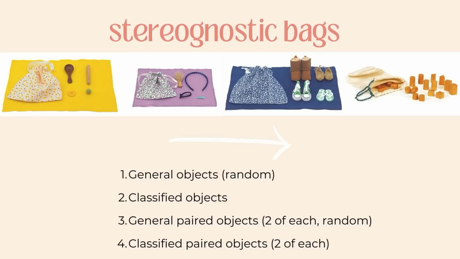So you can have 2 of each object, and they can be classified or random. You can use 1 bag or 2. With parents, I like to use 2 because 1 goes to the child and 1 goes to the parent. And it's like a really fun game for them to play. And the child learns so much from this. Of course, you do need to have at least 2 or 3 of these with different levels in the classroom.